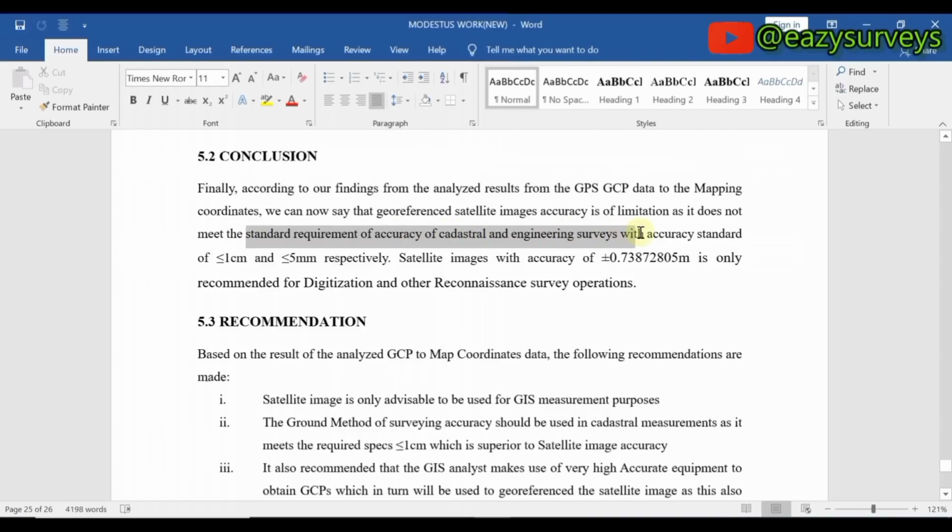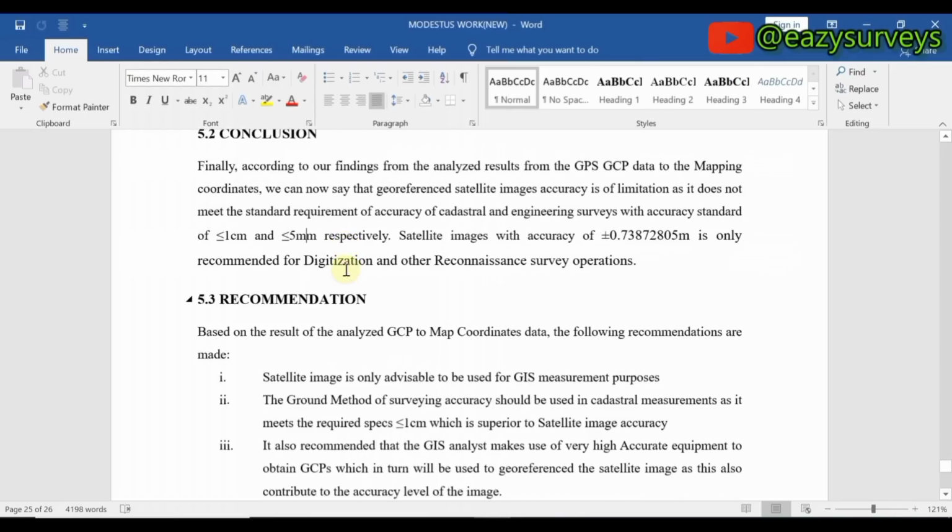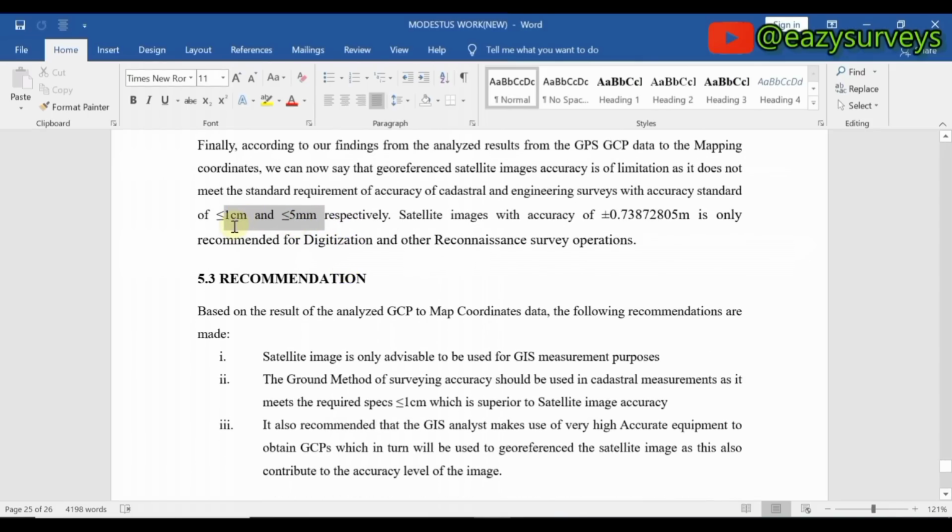The standard accuracy requirement for cadastral and engineering surveys is 1 cm for cadastral surveys, while for engineering surveys it is 5 millimeters. Your georeferenced imagery cannot give you this. That shows that it is not good for cadastral and engineering surveys. But the satellite imagery is only good for digitization and other reconnaissance survey operations due to the accuracy that we obtained. So that is the idea of this project.